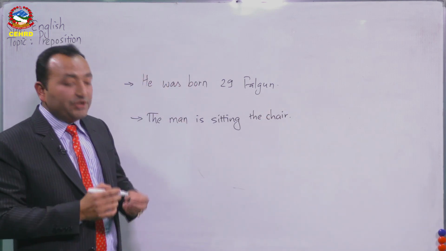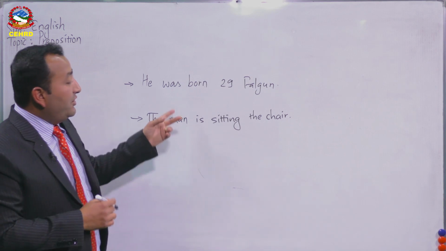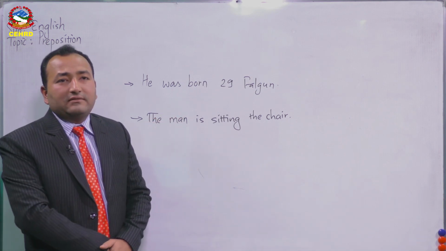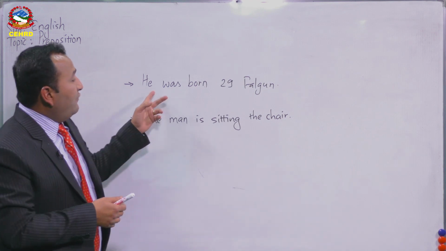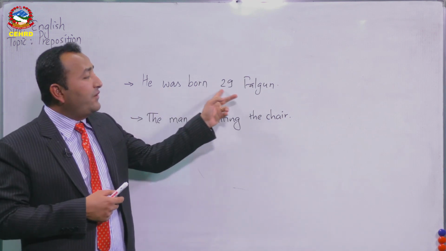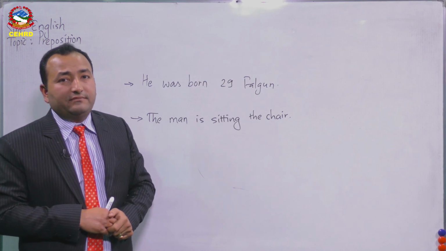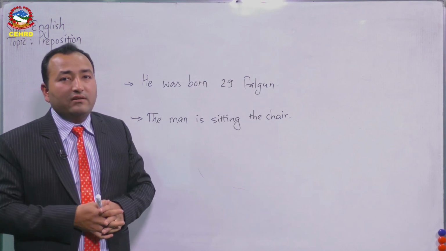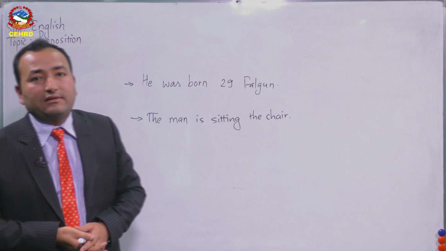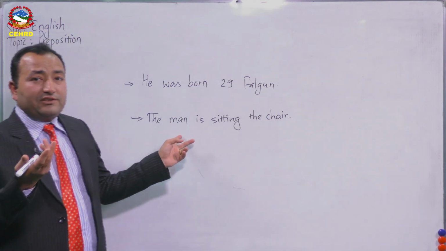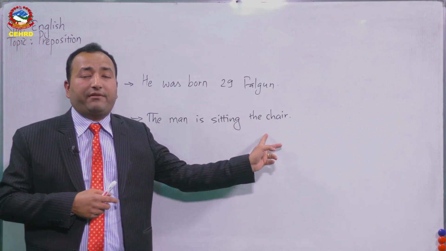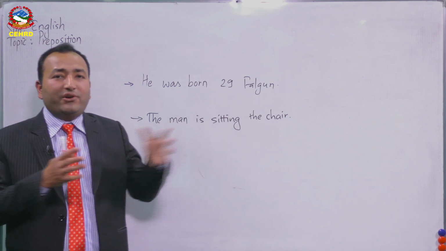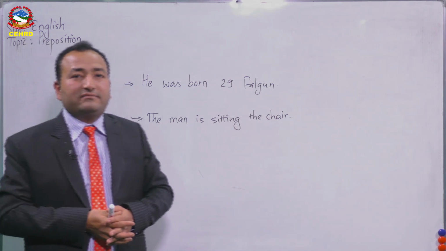Okay, 2 sentences. Do you think the sentences are right? Grammatically correct? What do you think? First sentence, he was born 29 Falgun. Is there something missing? What's wrong with the sentence? What's wrong with the second sentence? The man is sitting the chair. Don't you think something is missing there? Okay.